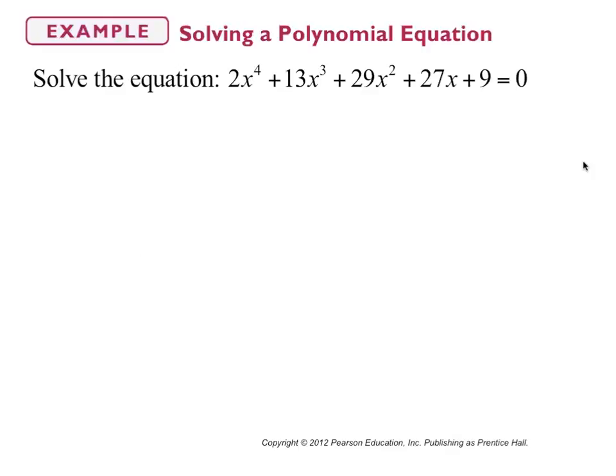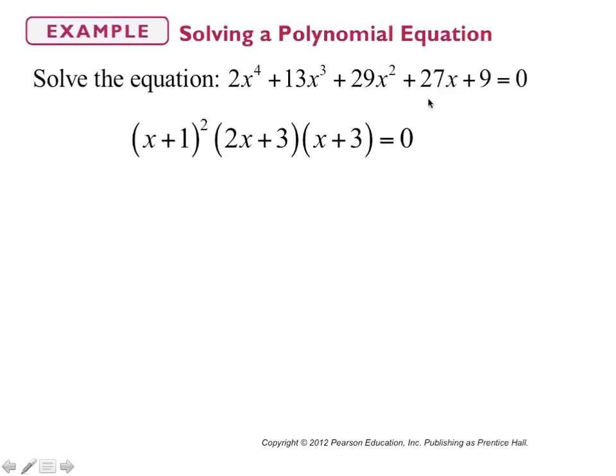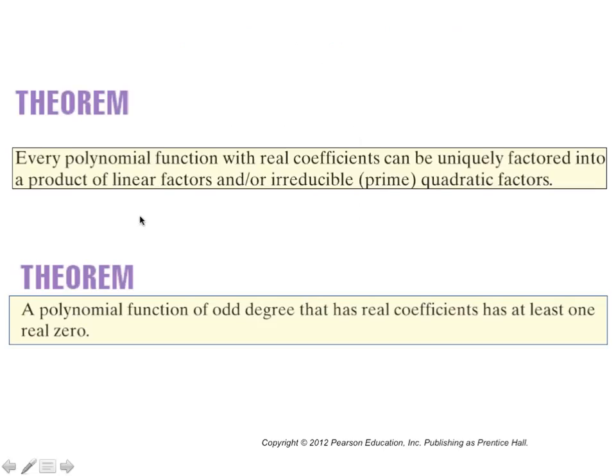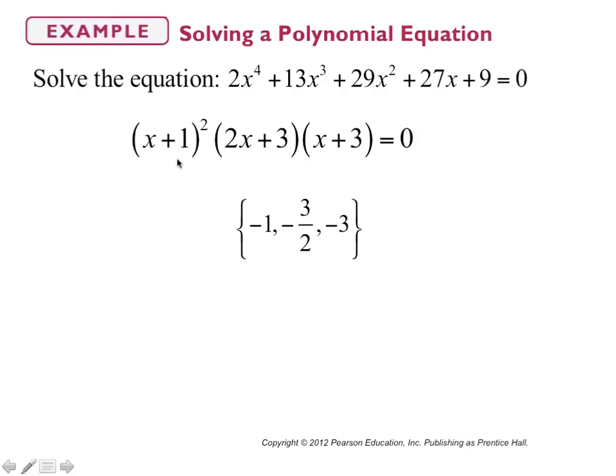Okay, let's say we want to solve polynomial equations. So let's say we have something like this, 2x to the 4th plus 13x cubed plus 29x squared plus 27x plus 9. And this is the one that we just did, so we already have factored it. So if you want to do that, all you do is set each piece equal to 0, just like we did before, and you get -1, -3 halves, and -3.